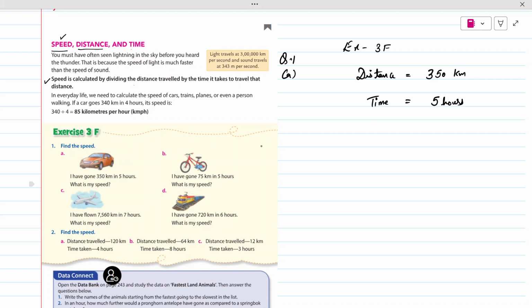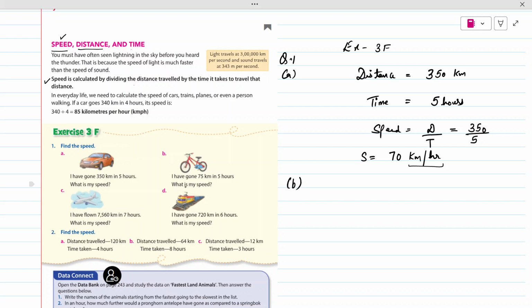And what do we have to find? The speed here. And what is the formula for speed, kids? It is distance divided by time. Distance is 350 kilometers. Time is 5 hours. So speed is equal to 70 kilometers per hour. When we divide these two, we get 70. So speed is 70 and the unit is kilometer per hour. Correct? Now let's move to B.